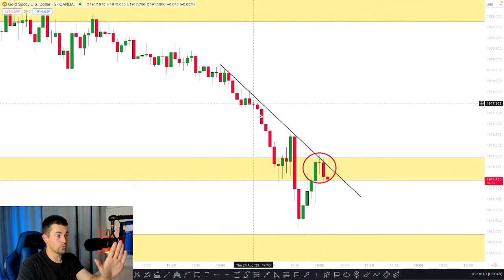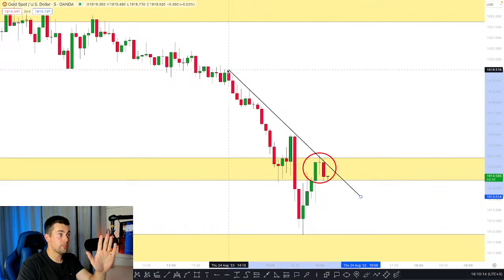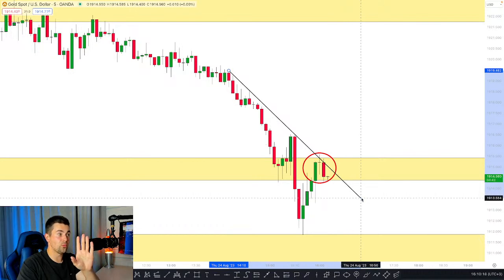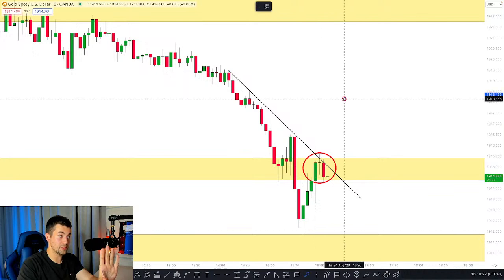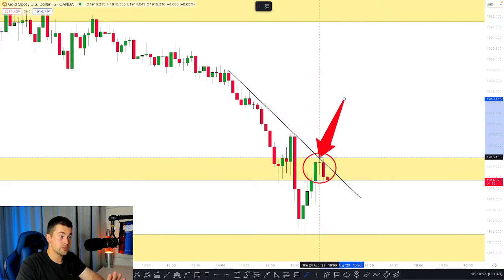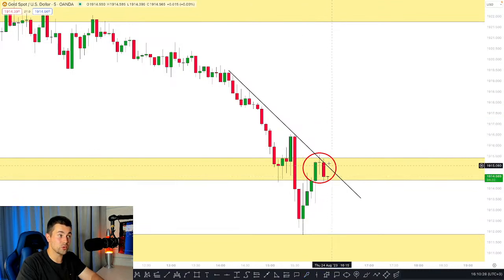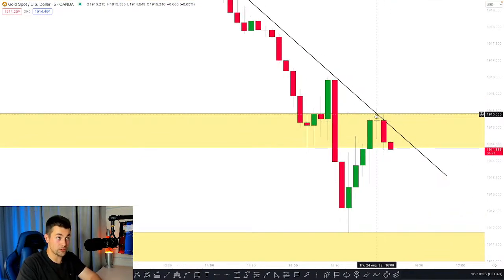So here on gold, we have a very nice point of confluence based on that falling trend line and that horizontal structure. You can see that the price reached that point of confluence based on that trend line and the horizontal structure, and here we formed a very cute doji. Yes, the doji was formed.